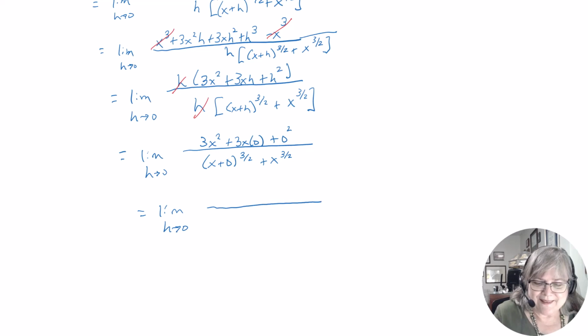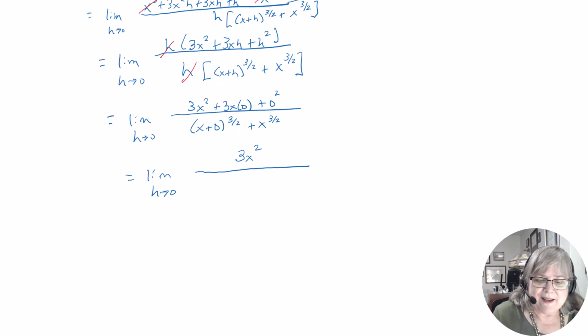That happens. Okay, 3x squared. Now on the bottom, I have x to the 3 halves plus another x to the 3 halves. So I have 2x to the 3 halves.